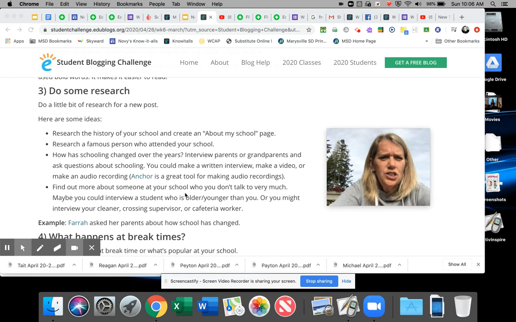Number 3 is research for a new post. You could research the history of our school. We do have a history of the co-op. You could research that, and I can guide you to a few experts that started the co-op. That might be interesting. Research a famous person who attended your school. I don't know, but maybe you know somebody who's been famous that's been to the co-op.